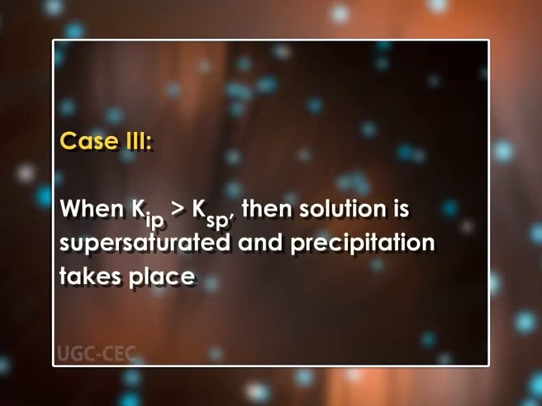Case third is when ionic product is greater than solubility product. Numerically, KIP is greater than KSP. Then solution is supersaturated and precipitation takes place. When the ionic product exceeds the solubility product, the equilibrium shifts towards the left-hand side. That is, upon increasing the concentration of undissociated molecules of the electrolyte, we have a shift of the equilibrium towards the left.